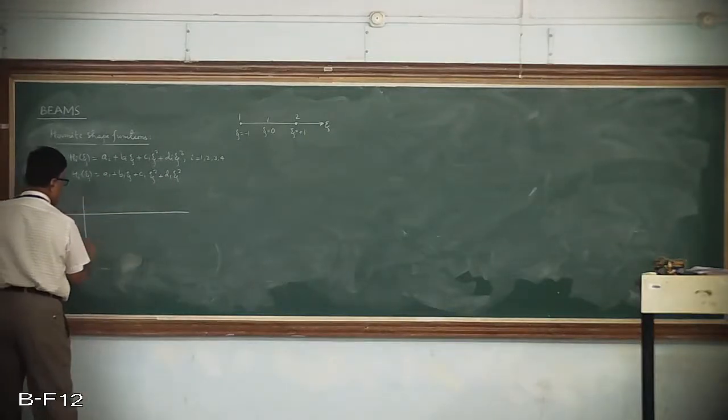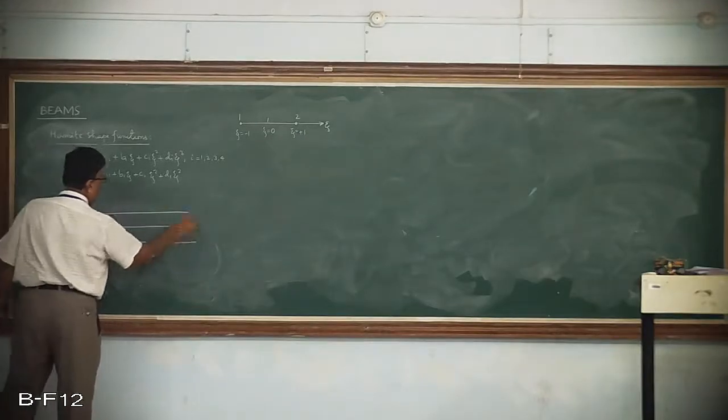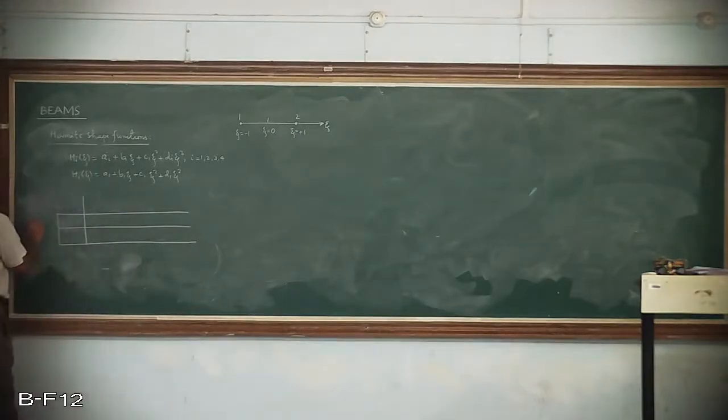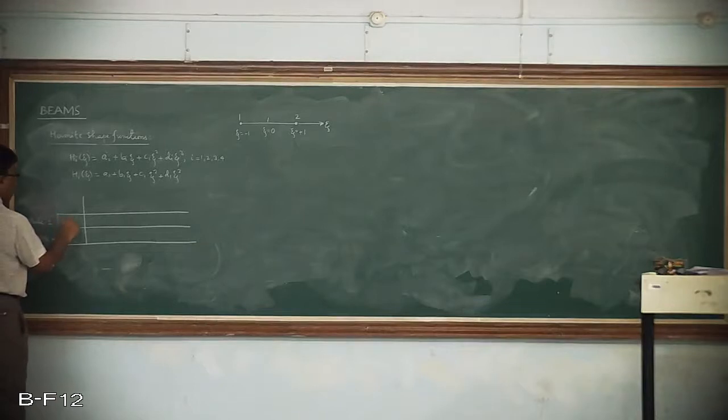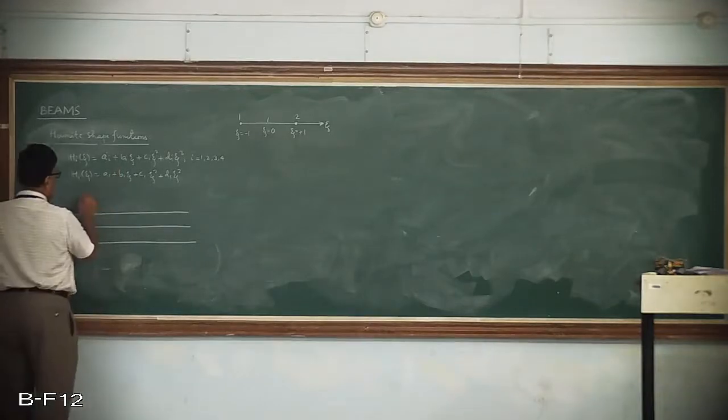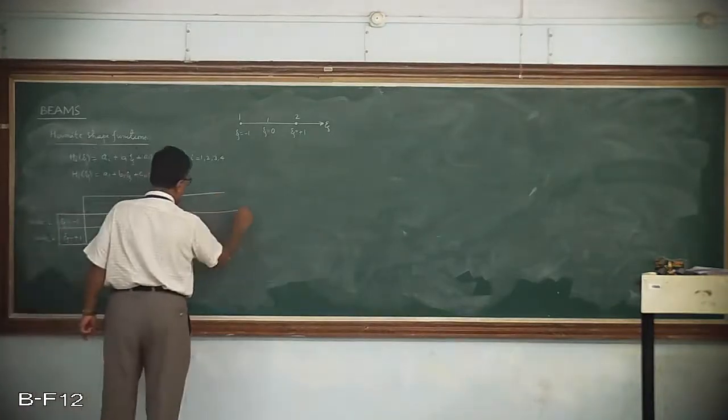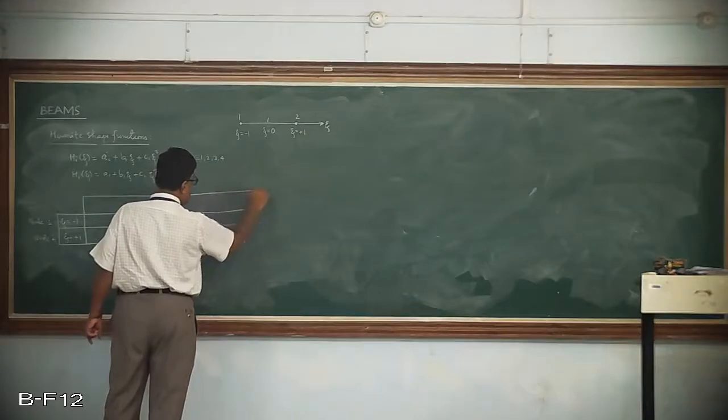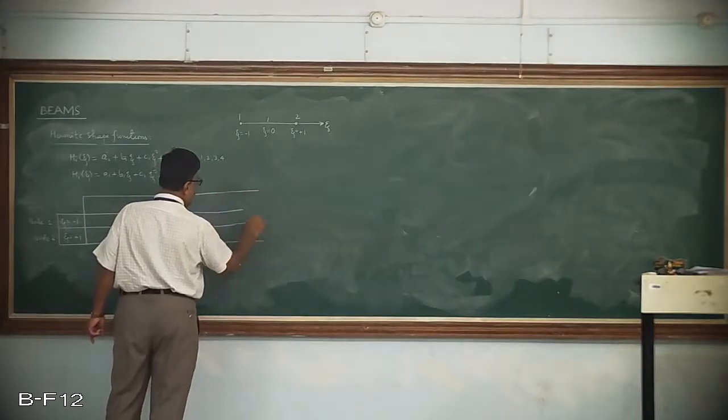See, for example, if I find out the values at zeta equal to -1, that is node 1, and zeta equal to +1, that is node 2. As you can see there, the values of zeta are this. Now, I want to know the values of the shape functions here and the corresponding slope.